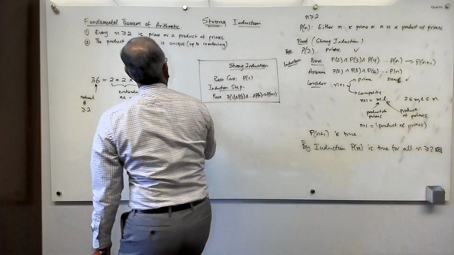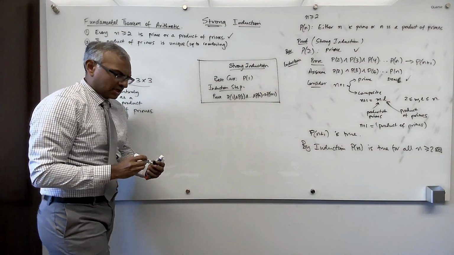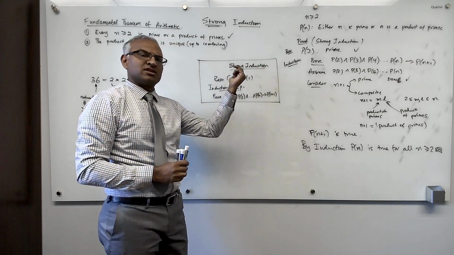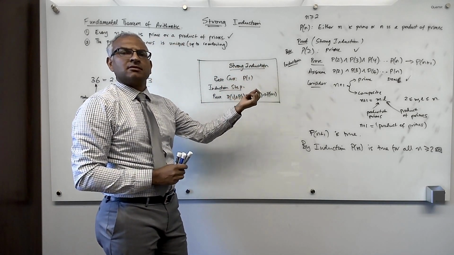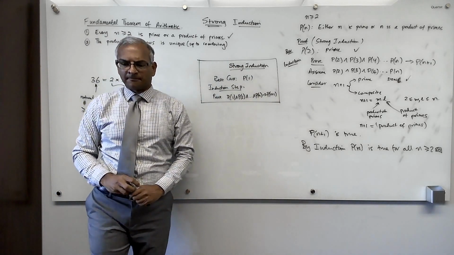We have proved the fundamental theorem of arithmetic part 1. We have proved that any number greater or equal to 2 is a product of primes. The primes are the atomic units for the numbers. Later on, we'll prove that that product is unique up to reordering.